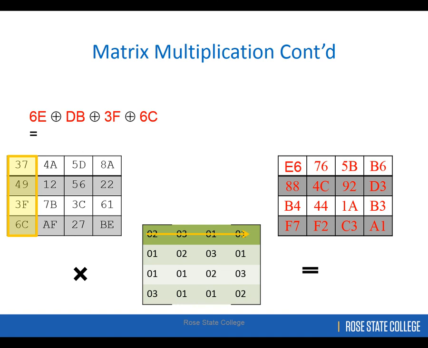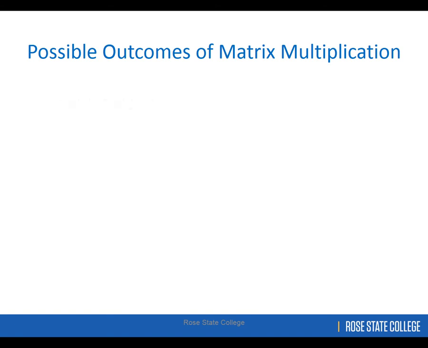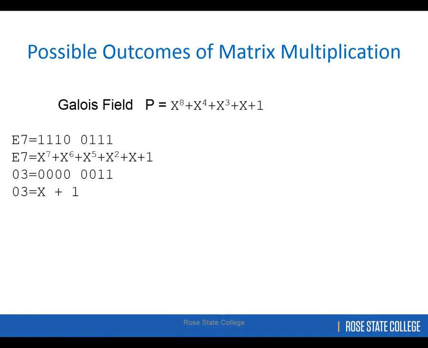Sometimes the numbers are going to be too big. So let's talk about those. There's something called the Galois field. So if I have an E7, let's watch through this example. So if I have E7 and a 3. Okay, so there's E7 and there's 3.